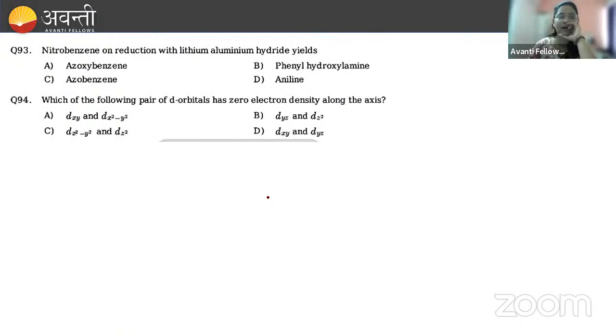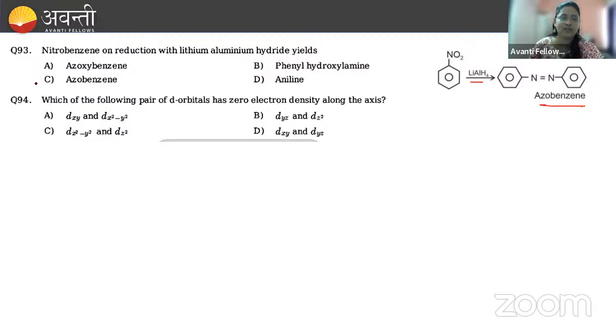Nitrobenzene on reduction with lithium aluminum hydride is. So here the reduction of nitrobenzene is happening, so what will we get? See the reaction here, I have written the reaction. Nitrobenzene on reduction with lithium aluminum hydride gives azobenzene. That is option C, the correct answer.